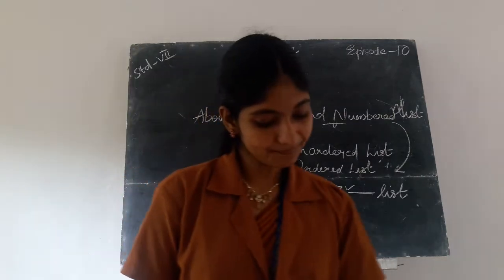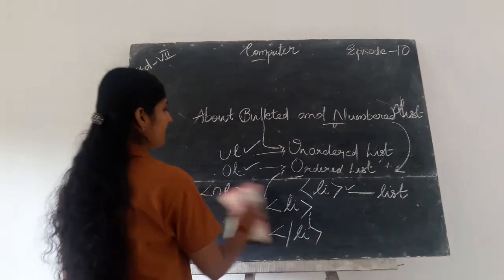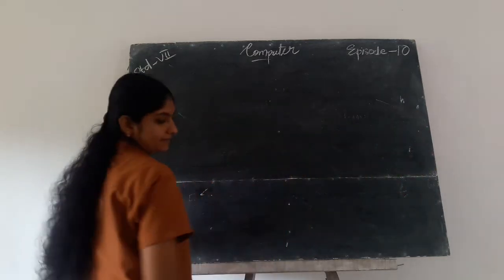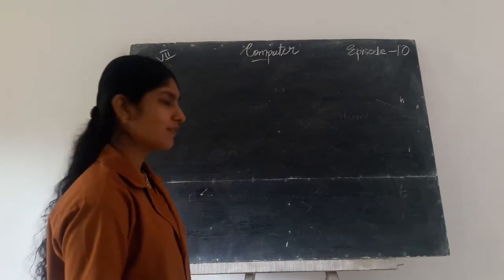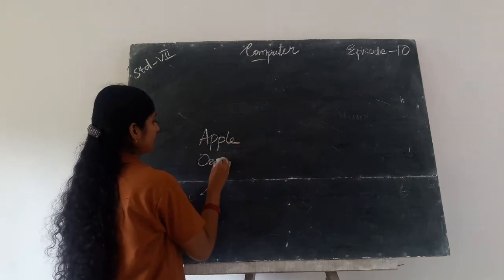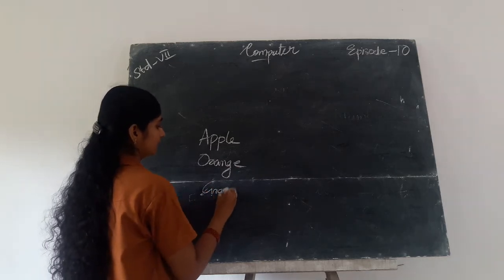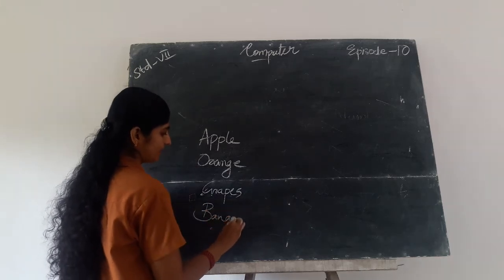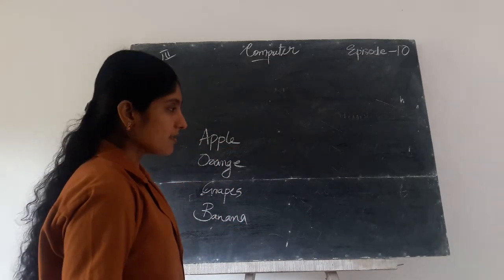So for example, here is an example. We have some list of items. For example, Roman holidays, short circuit. Another example: apple, orange, grapes, then banana. Right? These are the items. For example, these are the fruits listed.